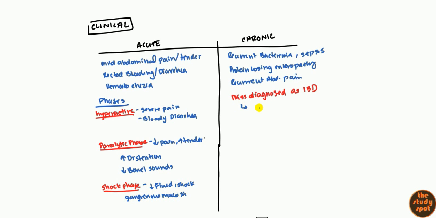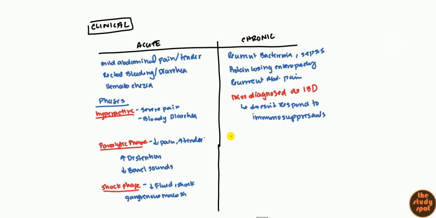So now let's talk about the chronic. We said it was misdiagnosed as IBD. Well, how do you differentiate it? The biggest point is that it doesn't respond to immunosuppressants. If it's IBD, it will respond to immunosuppressants, but since it's not IBD, it's not going to respond to that.